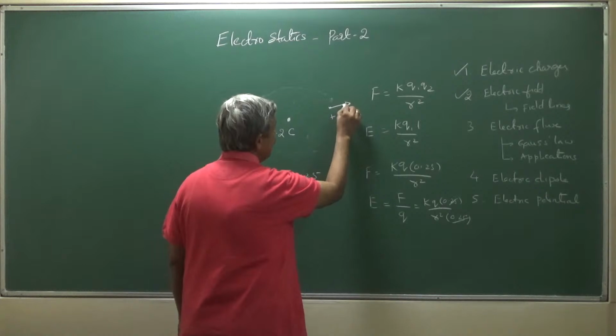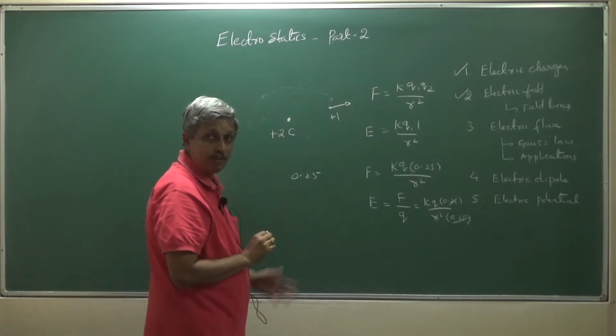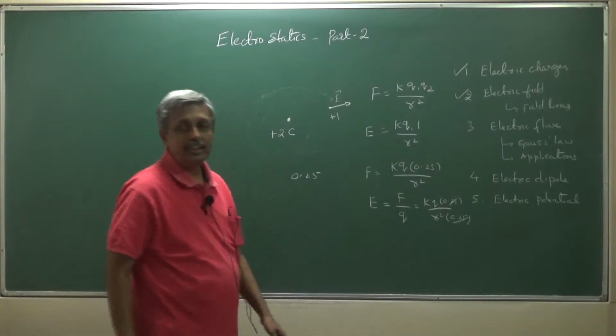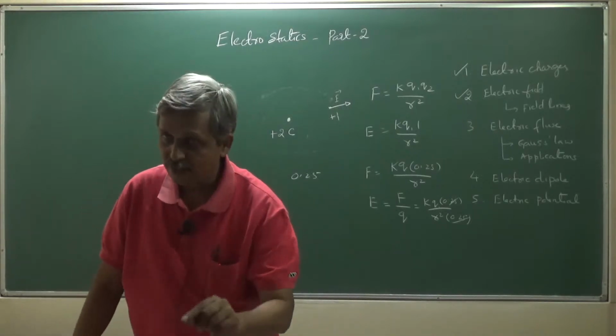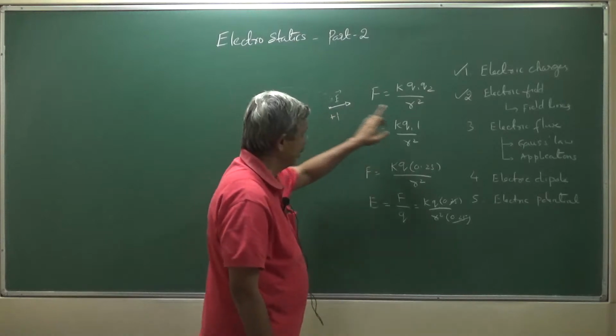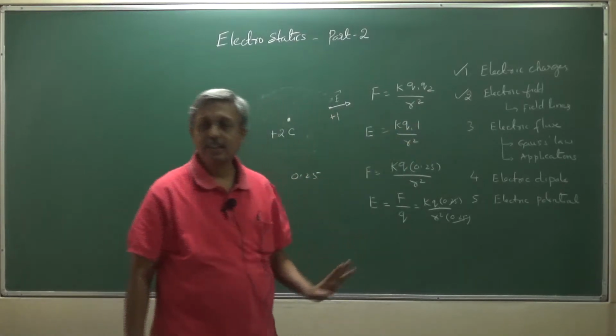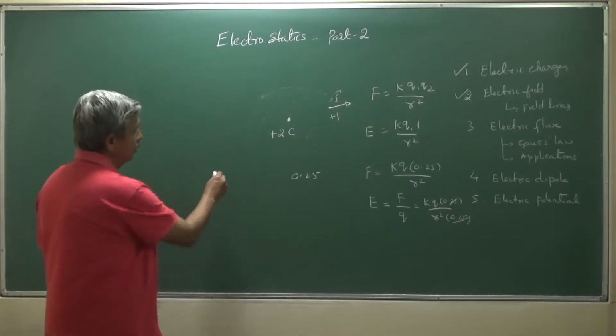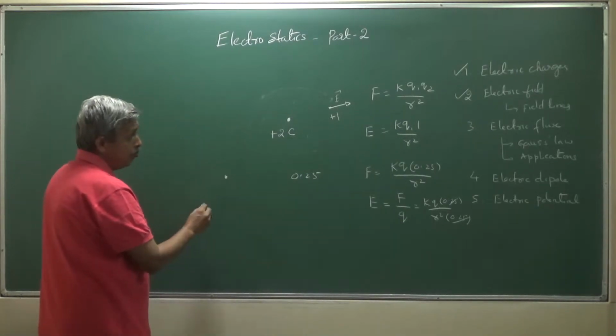The force is going in this way. So the force is pushing it this way. Electric field has to be in the same direction. So electric field will be in the direction of the force, and its magnitude will be such that this value is 1. That is all the definition of the electric field. That's over.